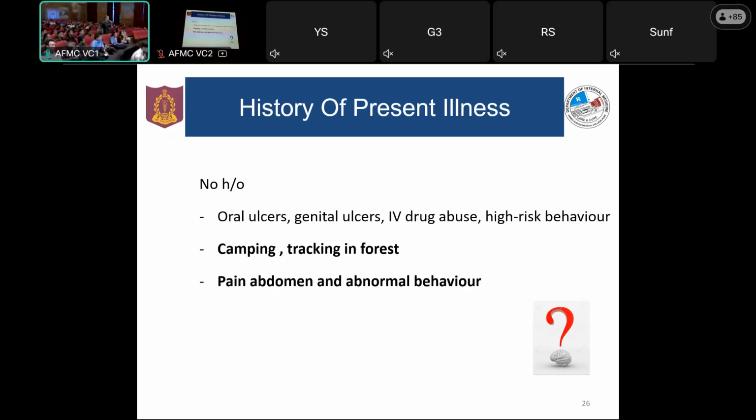Porphyria can present with acute abdominal pain. Yes, it can also present with an episode of psychosis, pain in abdomen, and can also present like acute neuropathy and cause paralysis like this.